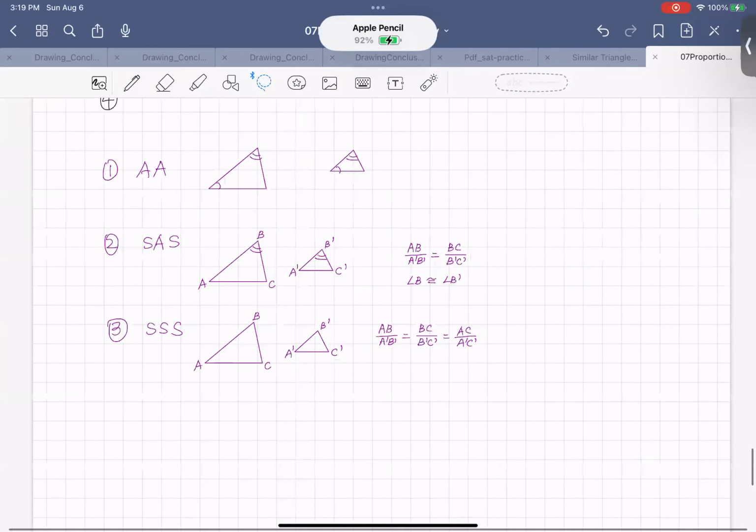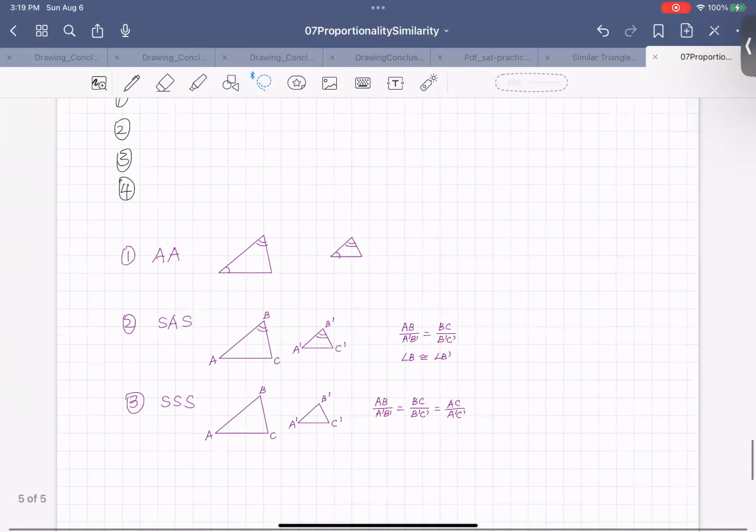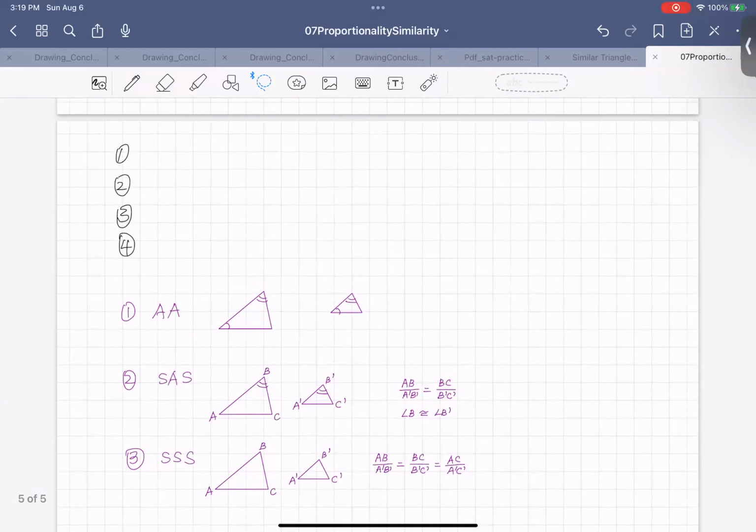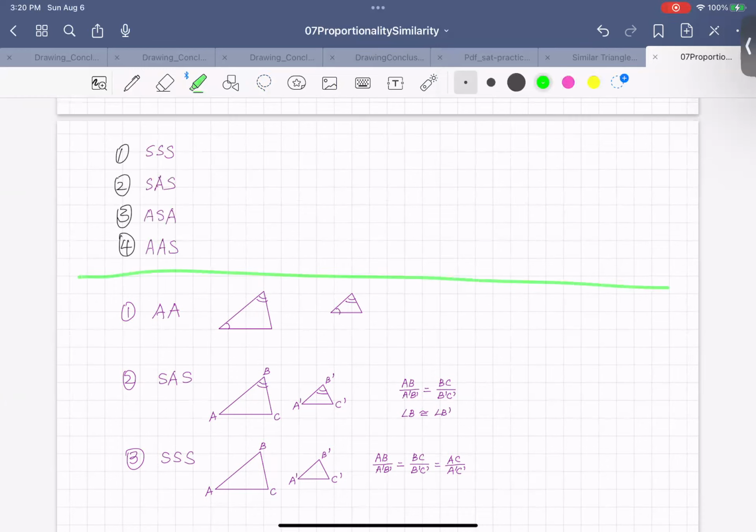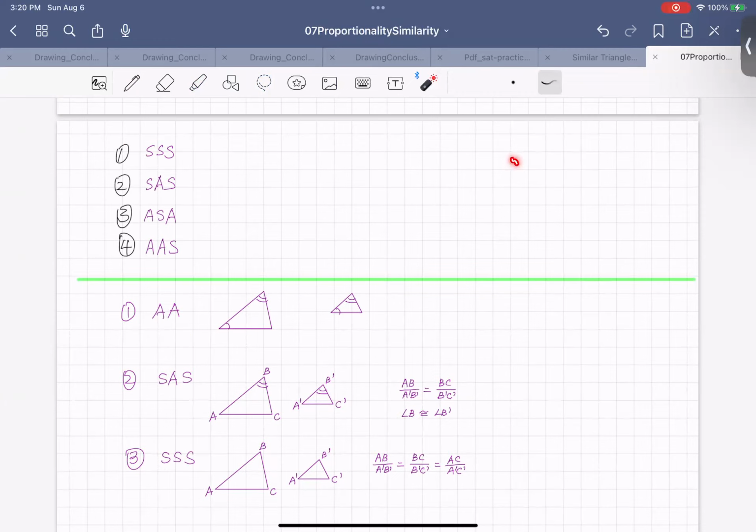Do this, show me your work, then you can leave. This is for triangle congruency. This is for triangle similarity. Okay? That's for today's class.